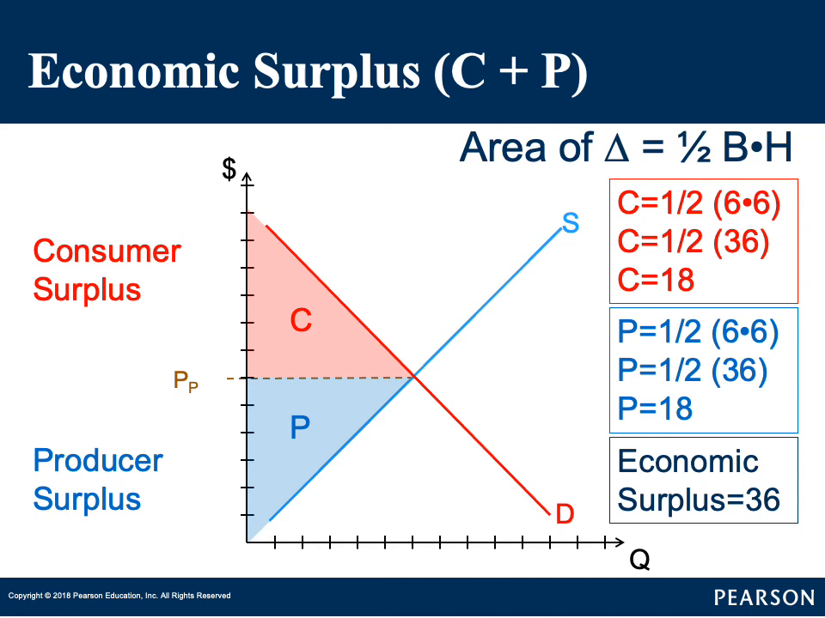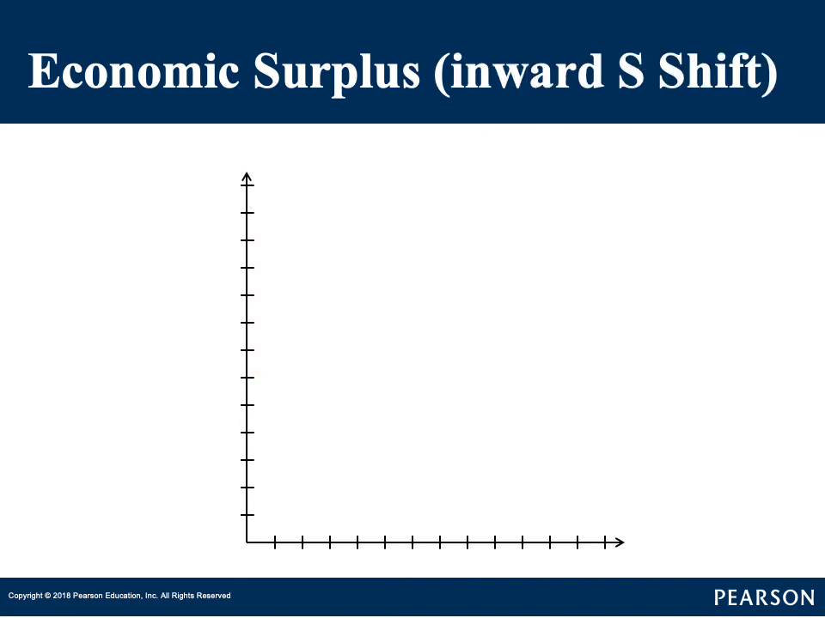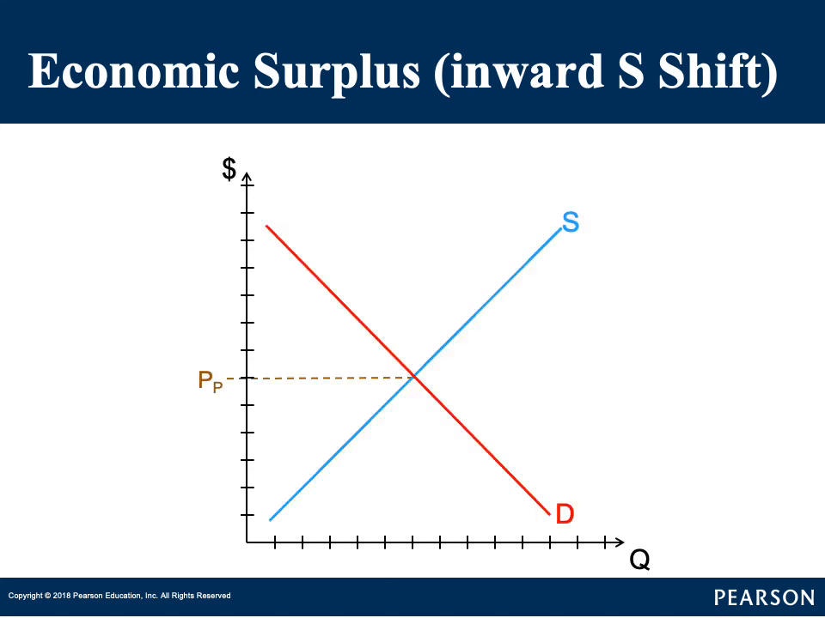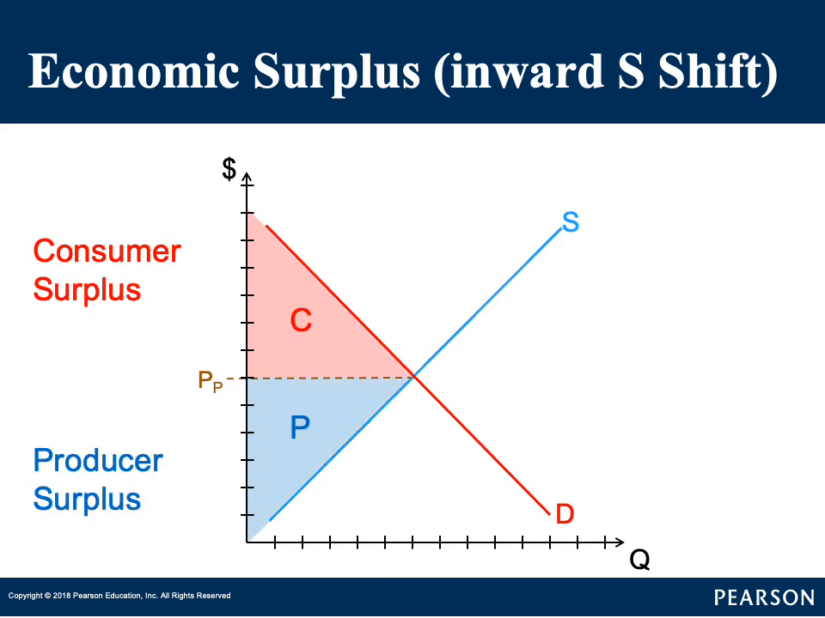So economically, society is doing well at this equilibrium. Now, if there is a shift in either demand or supply, it changes our economic surplus. Let me give you an example using an inward supply shift. We still have a consumer surplus and a producer surplus, and we now have a new equilibrium point. With this inward shift, we can now see we have a new consumer surplus and we have a new producer surplus.